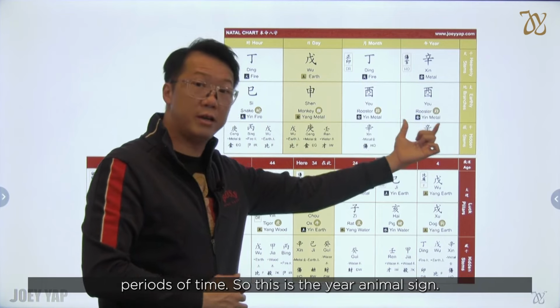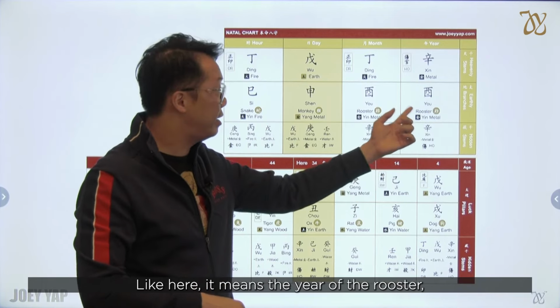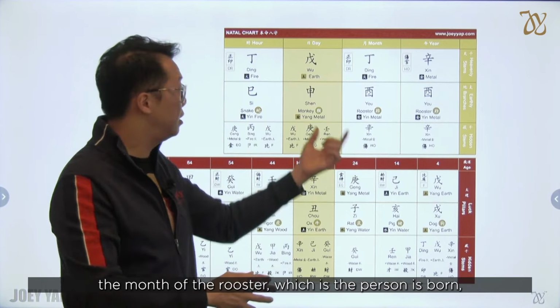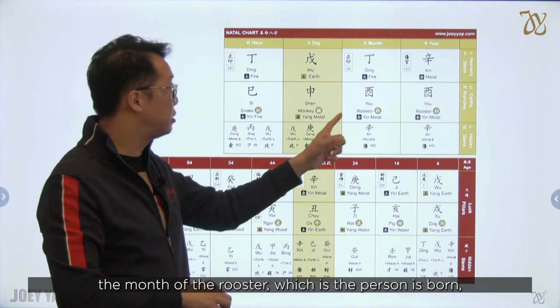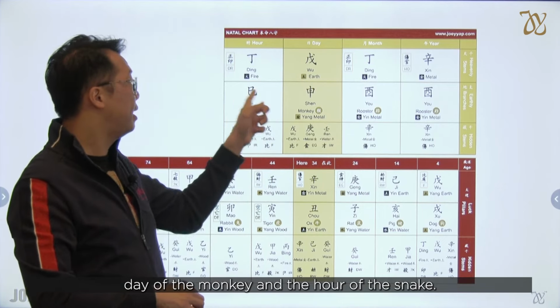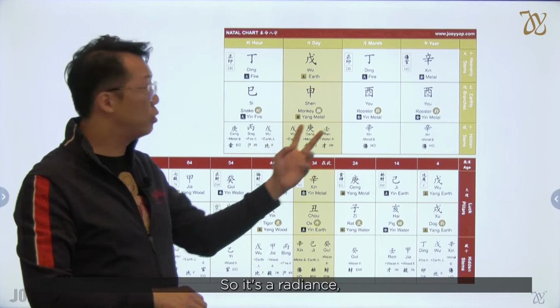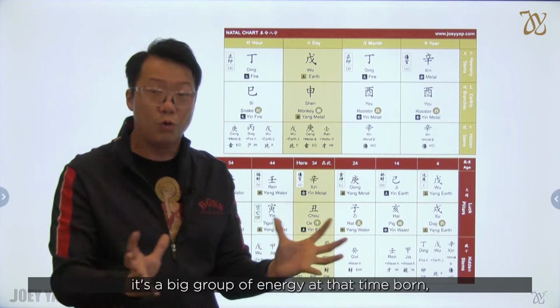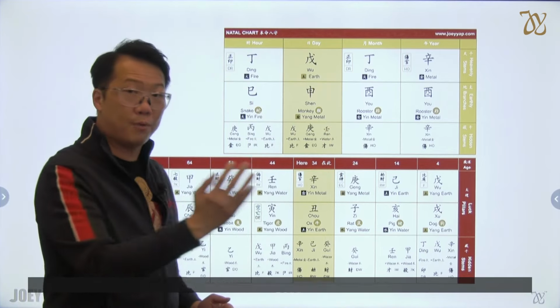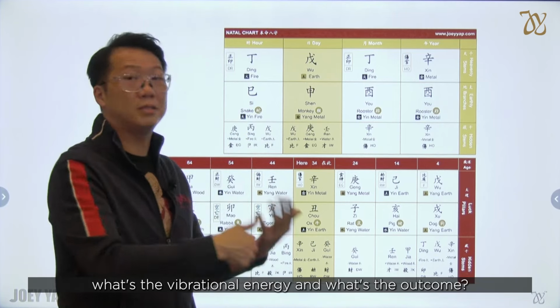So this is the year animal sign, which here means the year of the rooster, the month of the rooster, which is when the person was born, the day of the monkey, and the hour of the snake. So it's a big group of energy at the time of birth. What's the vibrational energy and what's the outcome?